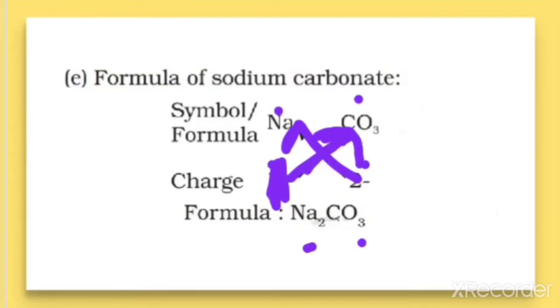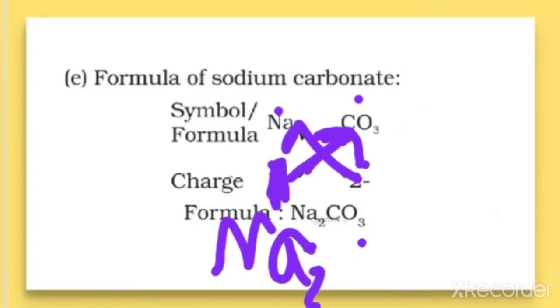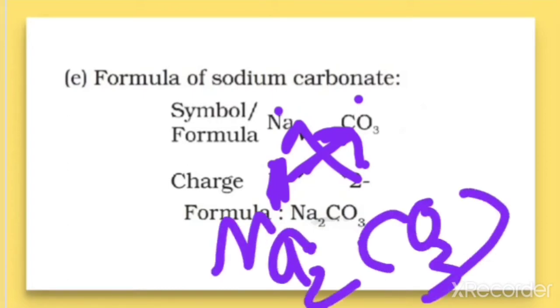If you write Na2CO3 whole bracket 1, it is not needed, because anyhow we do not represent the number 1. So there is no need of a bracket in this case. Simply you can write the formula Na2CO3. If the number 1 is there, as we are not representing the number 1, there is no need of a bracket.